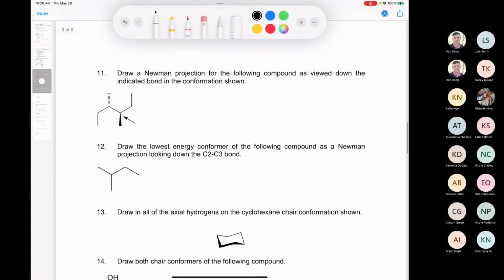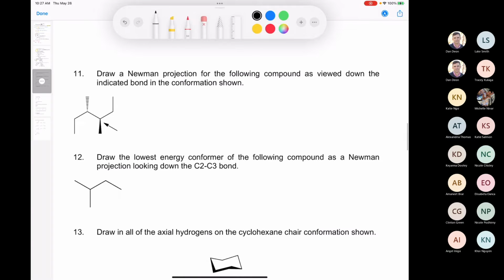Let's try another Newman projection. We'll do two more Newman projections. So number 11 says, draw a Newman projection looking down this carbon-carbon bond. So again, you're the viewer. Draw the eyeball like this. We'll put the eyelashes up here. So what do we see? What's going straight up is this ethyl group. So going straight up, you have the ethyl group.